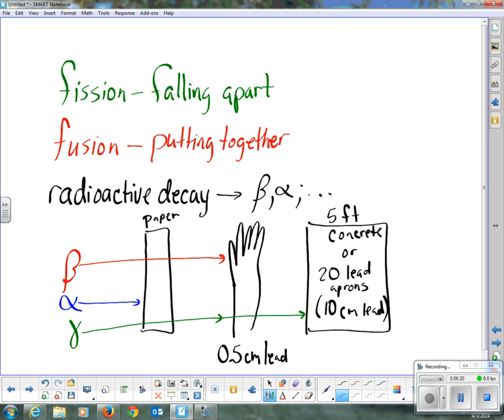So if you were to work around something that was a gamma emitter, you'd want to be in a very specialized wall, either with part lead and concrete or something special about that wall. Okay, when we talk about beta, sometimes we also call beta an electron.